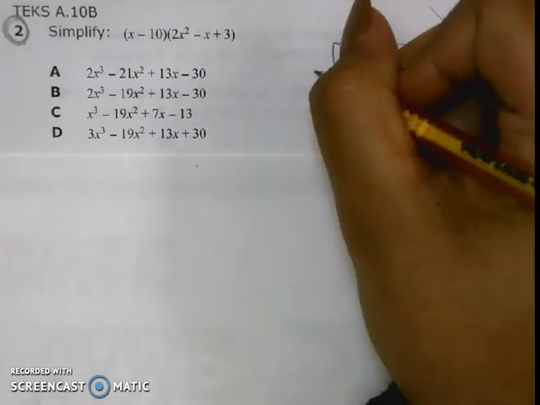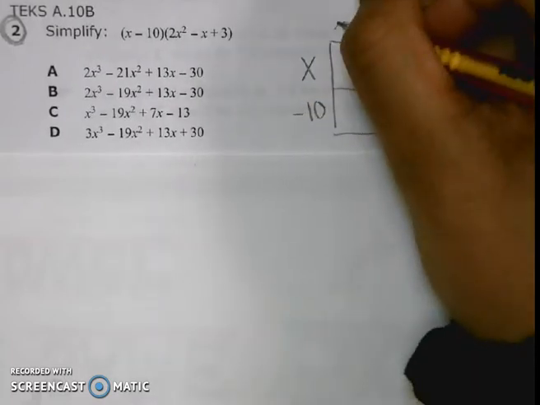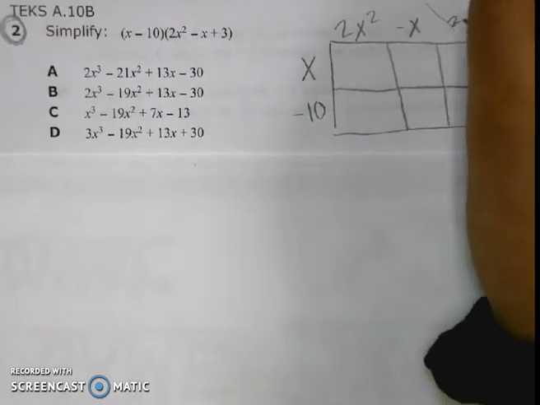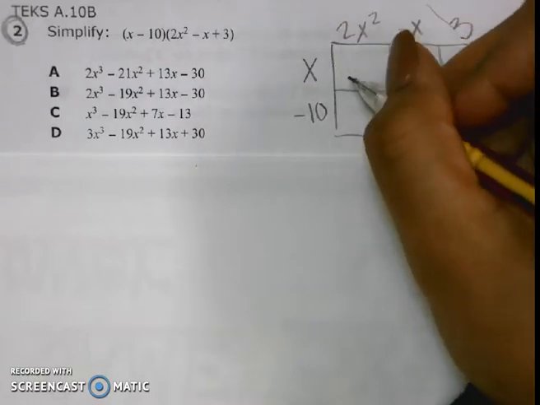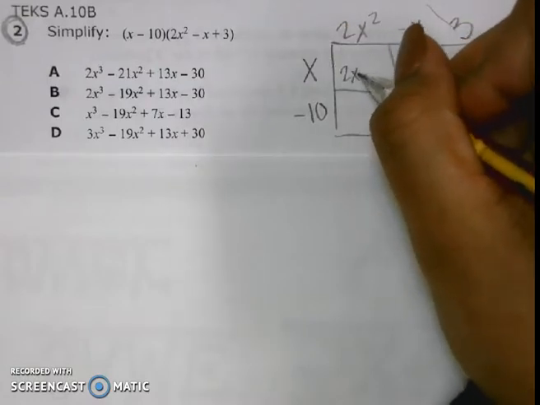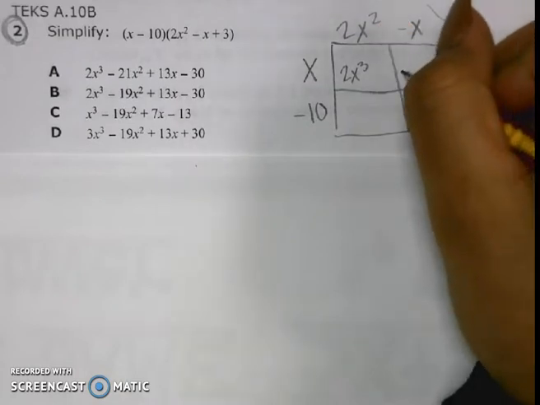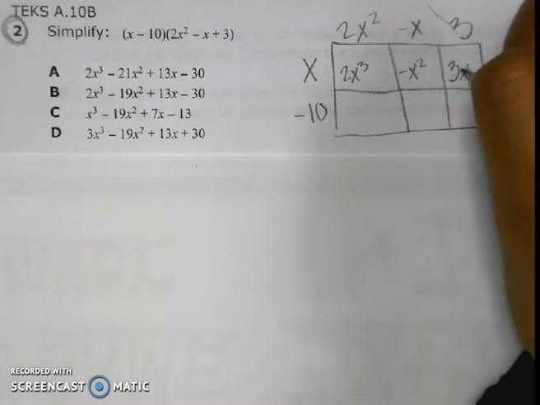So we're going to take our first equation, the x will go here, negative 10 will go here, and then in the next, 2x squared, negative x, and then 3. So even if there's no exponent, it's automatically going to be a 1, so that's going to be 2x to the 3rd power. Perfect. And then x times negative x is going to be negative x squared. And then x times 3 is just going to be 3x.